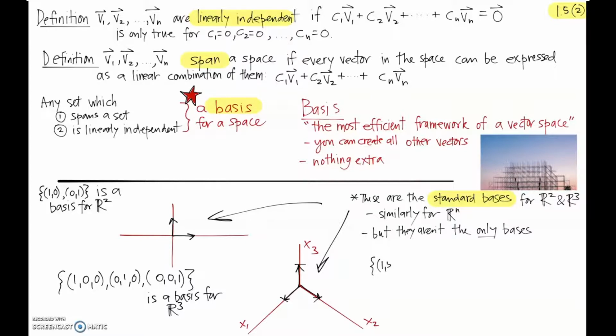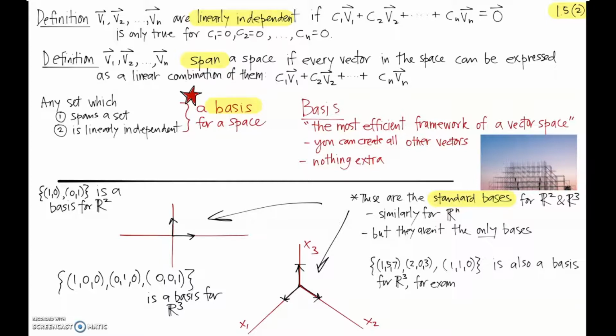Okay, when I say that they're not the only ones, for example, I'm going to tell you that the vector set (1, 5, 7), (2, 0, 3), (1, 1, 0) is also a basis for R3. And remember, what are the two qualifications to be a basis? You have to span the set and you have to be linearly independent.